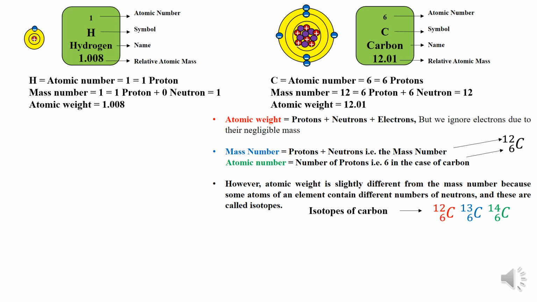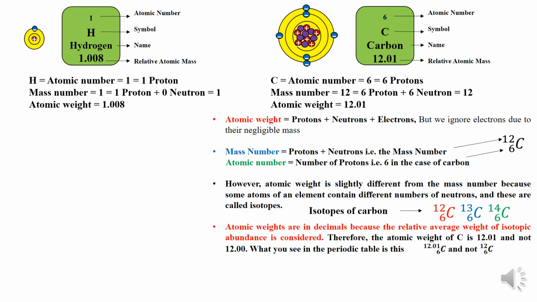In case of C12, nucleus contains 6 neutrons. In case of C13, nucleus contains 7 neutrons. In case of C14, nucleus contains 8 neutrons. So it is due to the variation in the number of neutrons in the nucleus of respective isotopes that you end up with the 3 different isotopes of carbon, that is C12, C13 and C14.